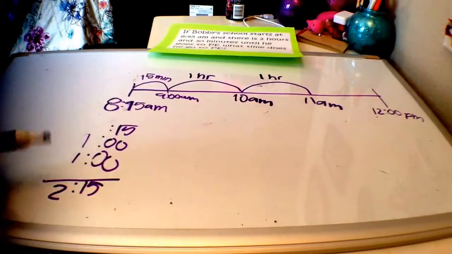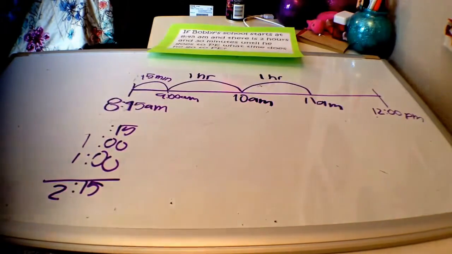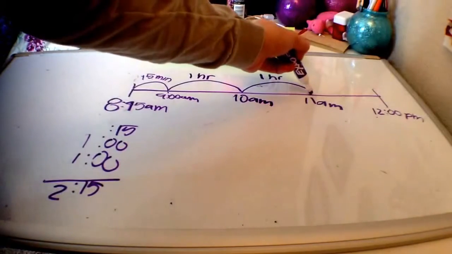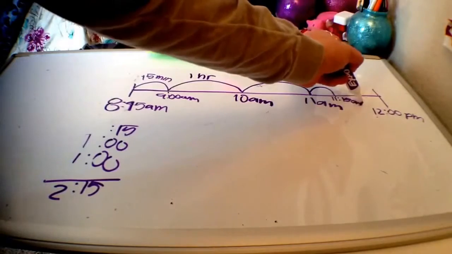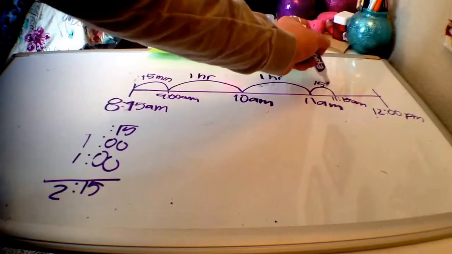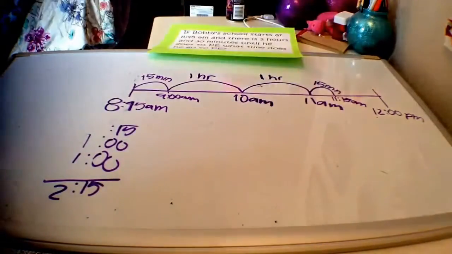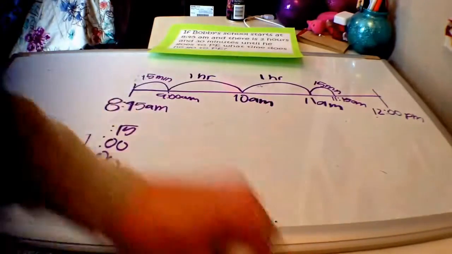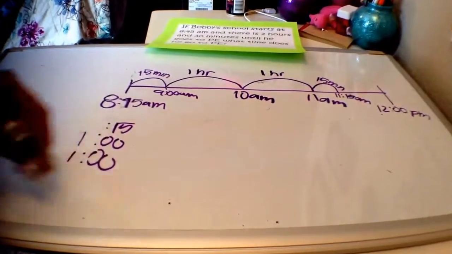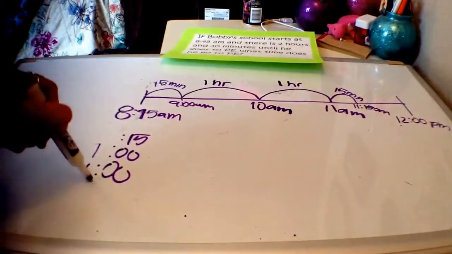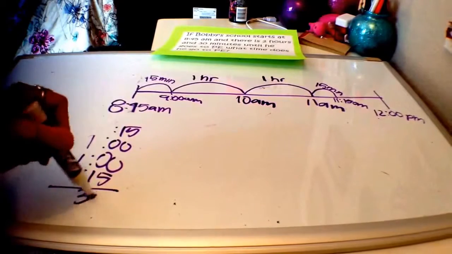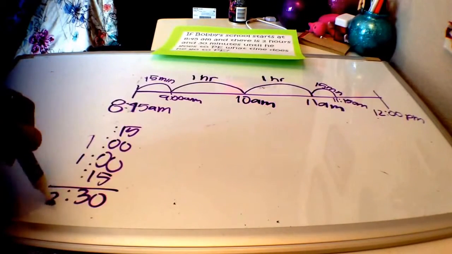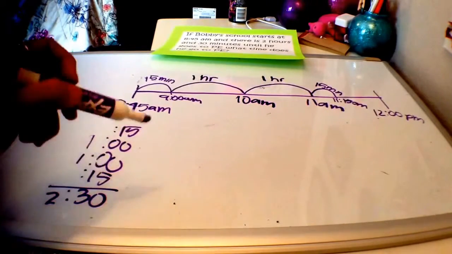So how many minutes do we need to go? We need to go an additional 15 minutes to answer our question. So we will do a 15-minute jump, bringing us to 11:15 a.m. And we can go back and check this to make sure we have gone all of our hours. And we will see that 15 plus 15 is 30. 1 plus 1 is 2. So we've gone 2 hours and 30 minutes.